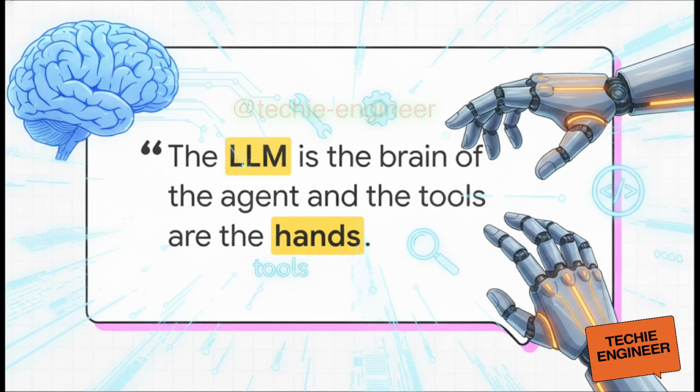If you ask that standard model for a live flight price, what happens? It's either going to hallucinate a number or politely apologize because it has literally no way to interact with the current world. But an agent actually has hands. When you integrate tools, you're giving that brain the ability to reach out into the real world. It can query live databases, manipulate files, take tangible action. It's not just guessing an answer, it's going out and finding it.